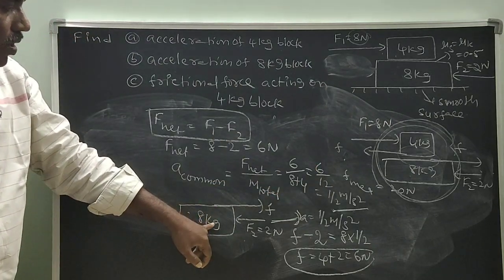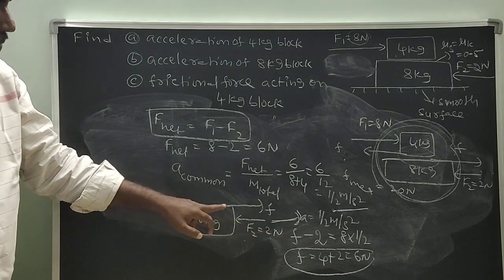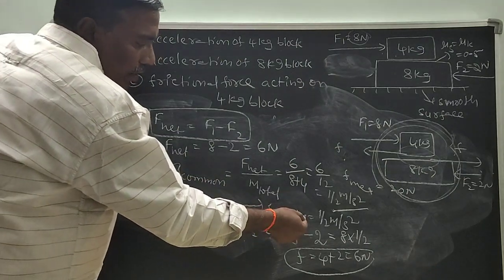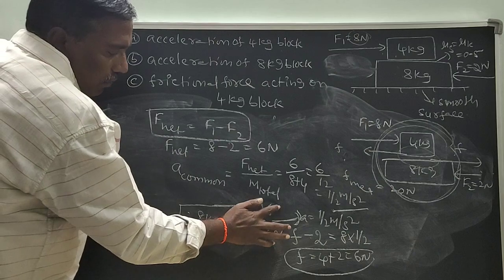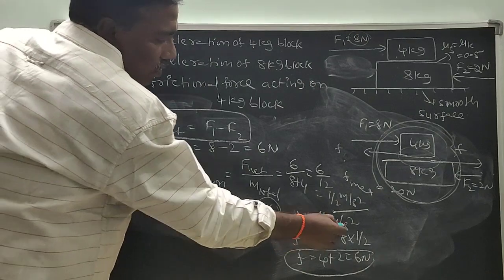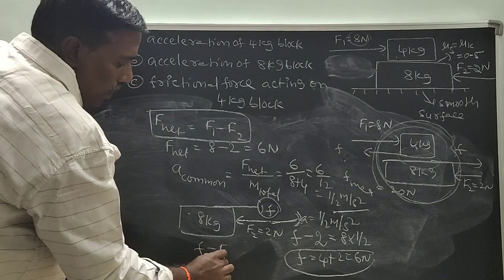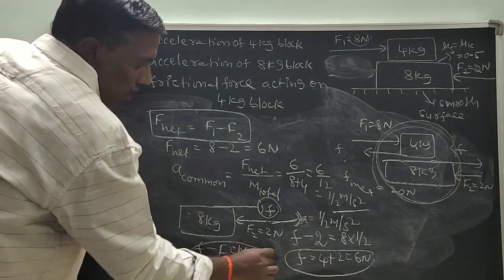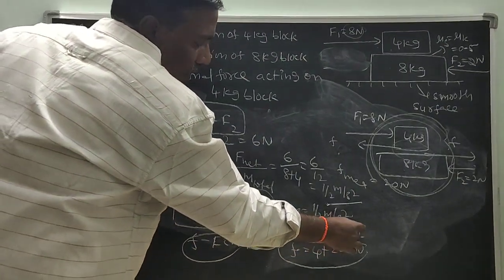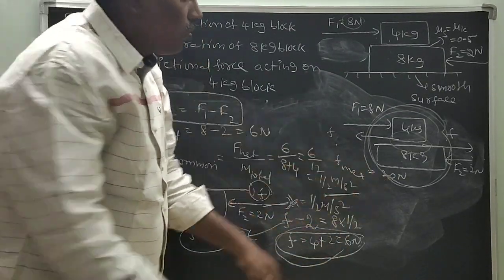So what is the frictional force required to produce this acceleration? Here for the free body diagram of the 8 kg block, F2 is in this direction, and the frictional force is towards right. So here acceleration is towards right. So frictional force minus applied force is equal to MA. This is the equation. F minus 2 is equal to 8 into half. So the required friction is 6 Newton, and the available friction is 20 Newton.